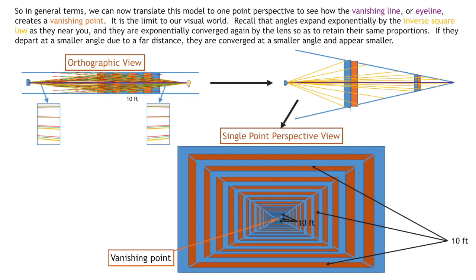So in general terms, we can now translate this model to a one-point perspective to see how the vanishing line, or eye-line, creates the vanishing point. It is the limit to our visual world. Recall that angles expand exponentially by the inverse square law as they near you, and they are exponentially converged again by the lens so as to retain their same proportions. If they depart at a smaller angle due to a far distance, they are converged at a smaller angle and appear smaller.